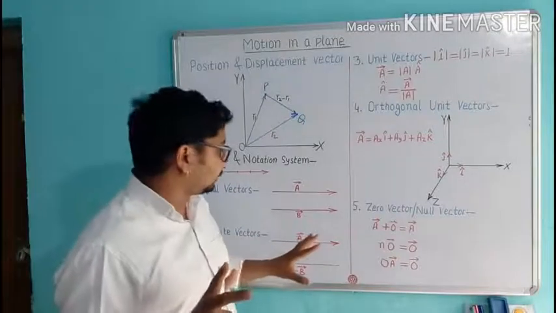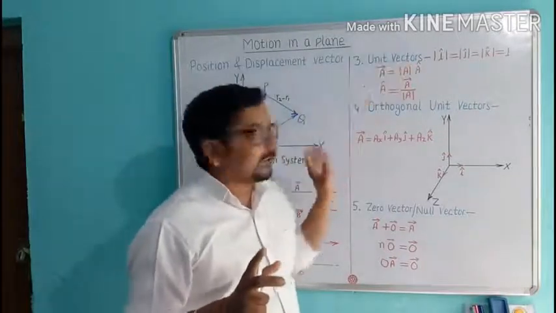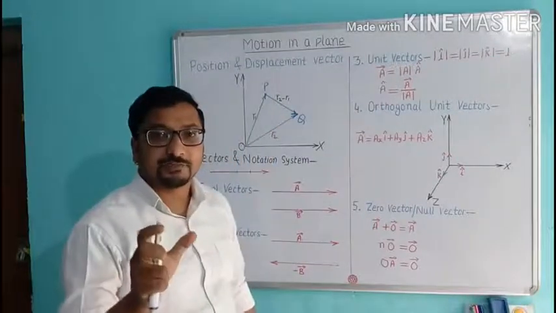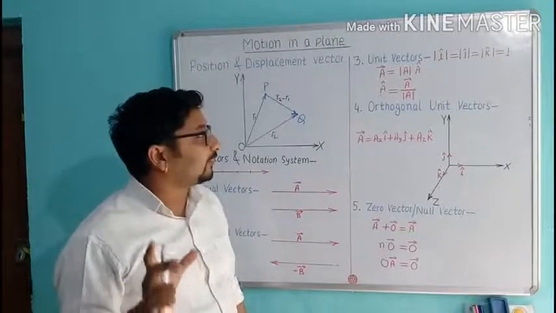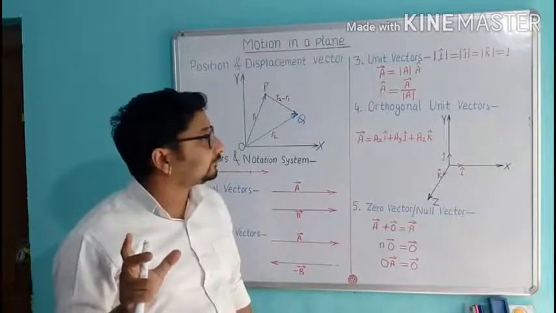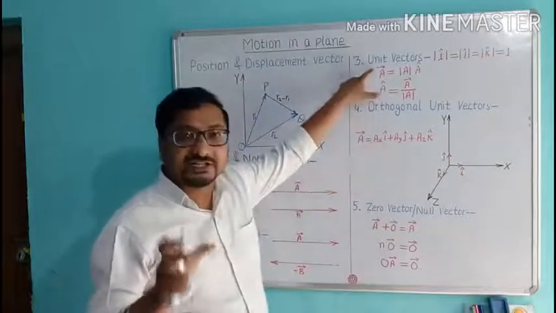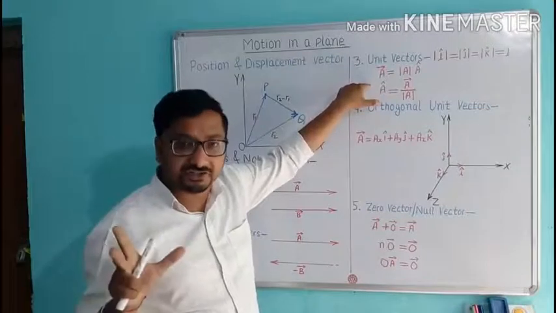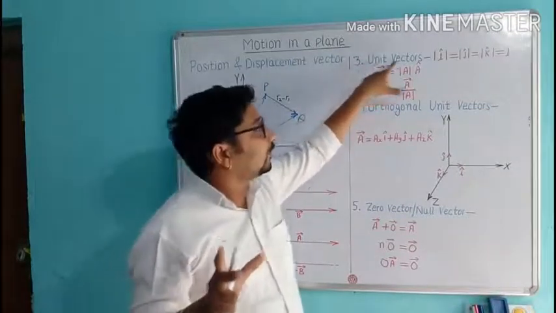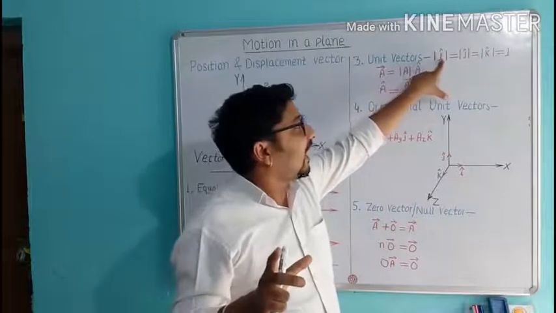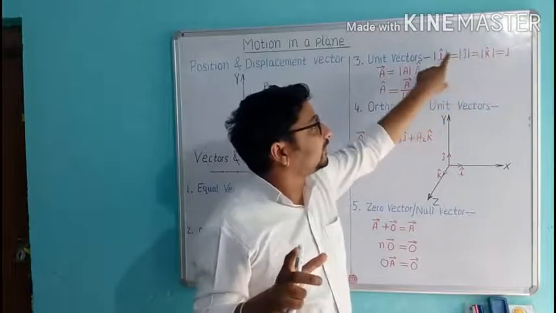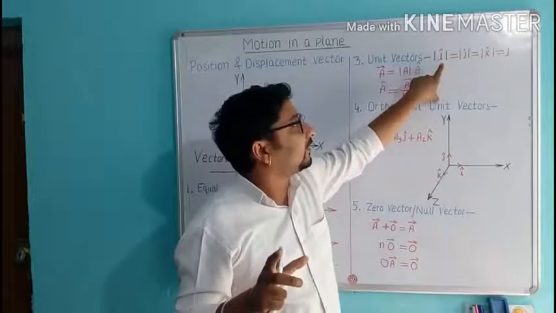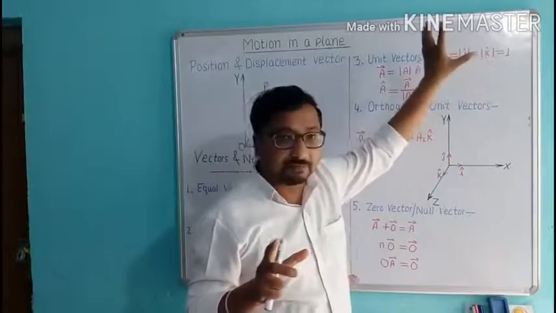Now next, unit vectors. Unit vectors have unit magnitude. They represent direction only. They are used to represent only directions. Okay. Now, here are unit vectors i cap, j cap, k cap. This is cap. We represent unit vectors with a cap. i cap, j cap, k cap.